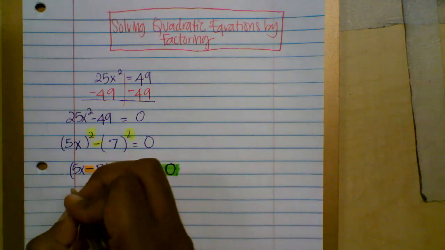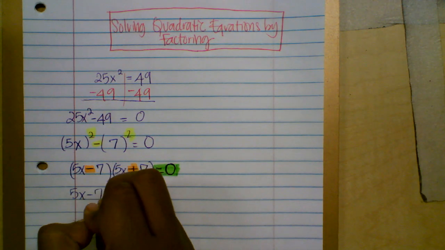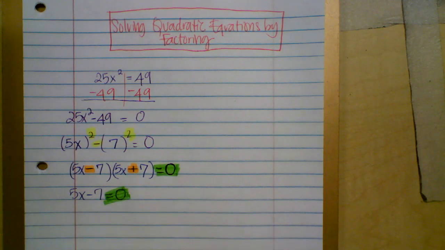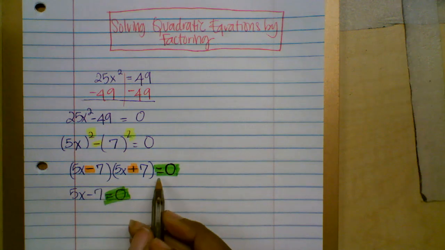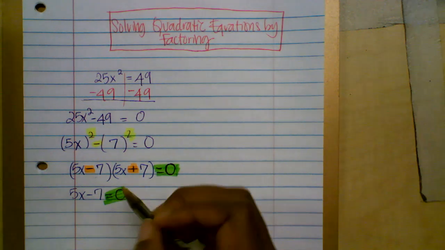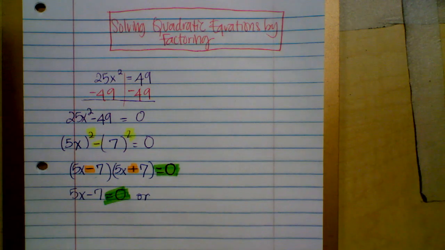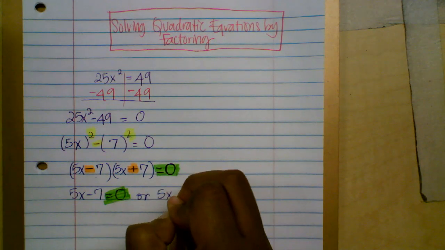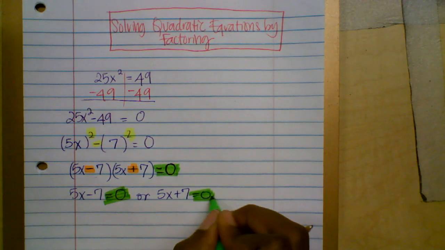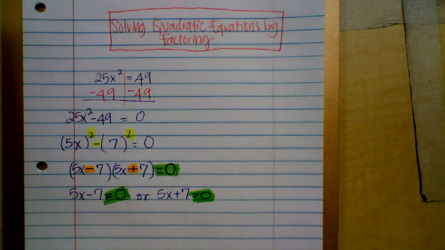So that's 5x minus 7 equal to 0. That's what it means to apply the zero product property. If two factors multiply to 0, it means one of those factors must be equal to 0. If it's not the first one, it can be the second factor, which is 5x plus 7 equal to 0. Then you want to solve for x. Please pause the video and solve for x.